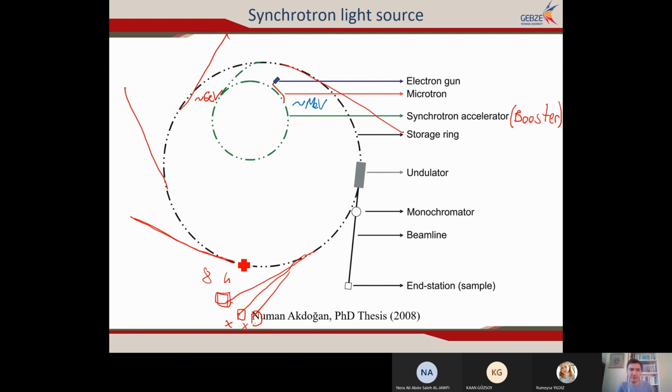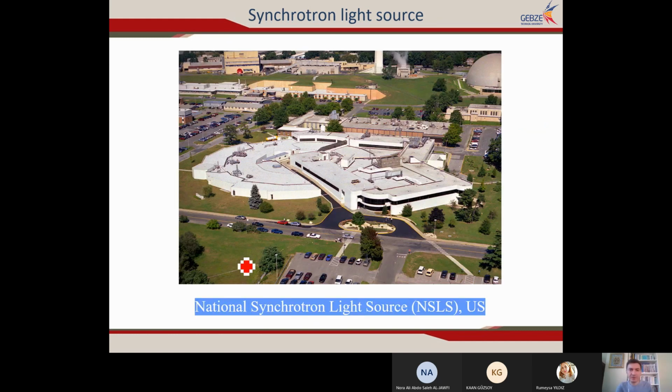So here you see the storage ring, the bigger ring, and beam lines, okay? These are the facilities for the users, a library, let's say, sometimes a restaurant, and also administrative centers, something like this. And here there are cars. You can see the size of the facility. Okay, the radius is more than 100 meters.